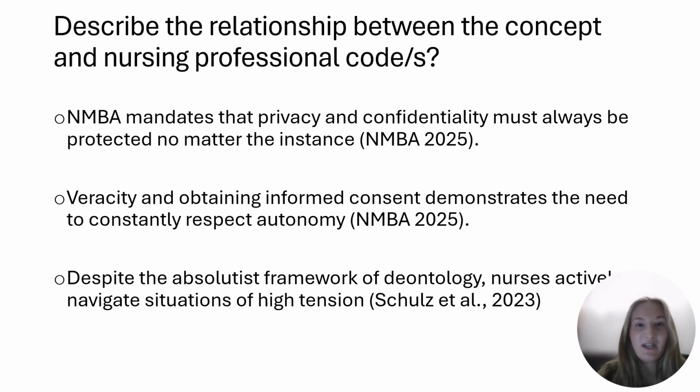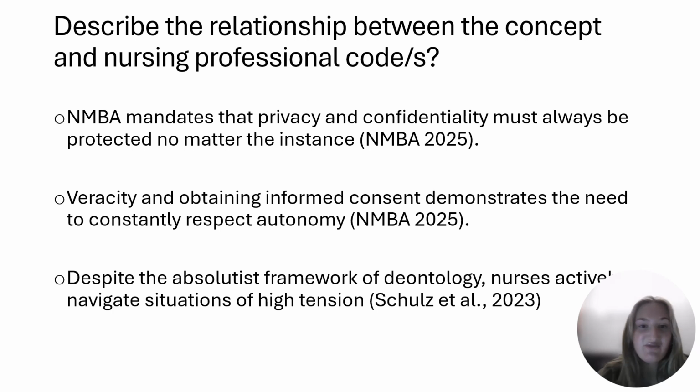Absolutism is upheld in the nursing professional codes and standards through the principles that must be upheld regardless of context. For example, the NMBA mandates that privacy and confidentiality must always be protected no matter the instance. Likewise, veracity and obtaining informed consent demonstrate the need to constantly respect autonomy whilst also acting with beneficence and non-maleficence. By doing this, it is ensured harm will not be met, even if it is deemed inconvenient.